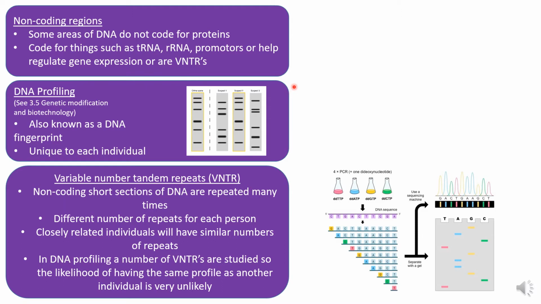When you're making a DNA profile, you usually look at a number of these variable number tandem repeats, and therefore the likelihood of 2 people having the same number of repeats for each of the different sequences that you look at is really, really small.